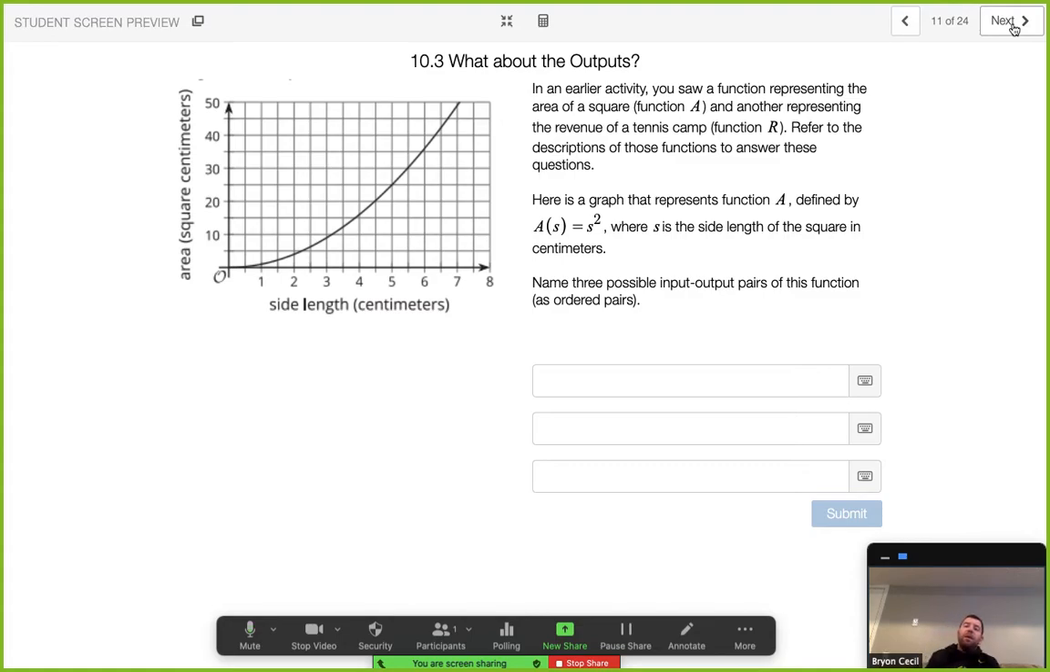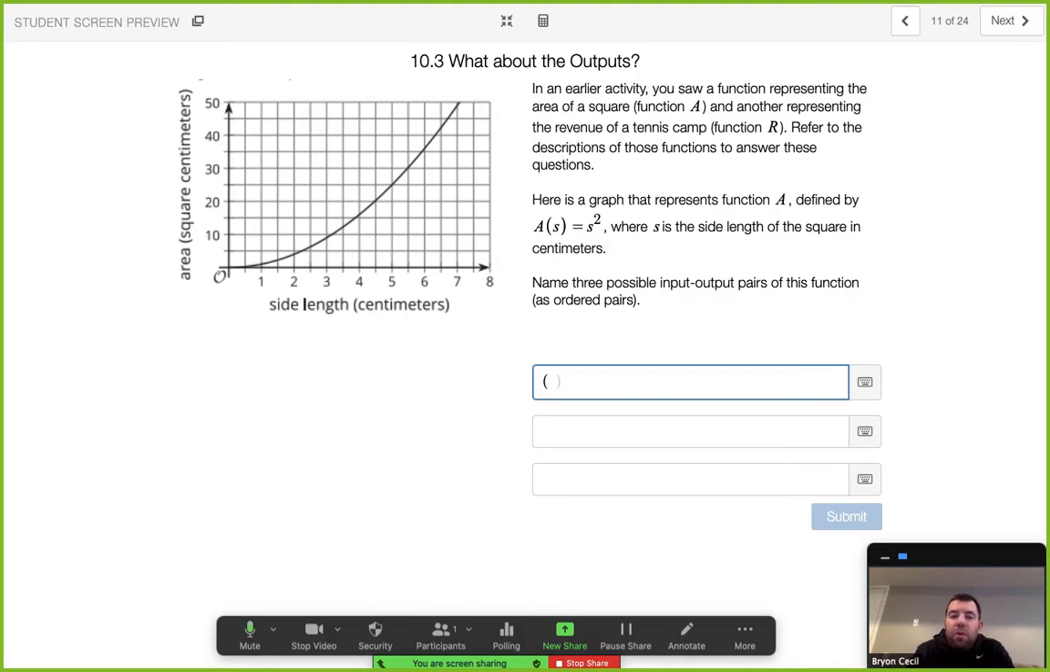Now we go here. In an earlier activity, you saw a function representing the area of a square and another representing the revenue of a tennis camp. Refer to the descriptions of these functions to answer these questions. Here is a graph that represents function a, defined by a of s equals s squared, where s is the side length of the square in centimeters. Name 3 possible input-output pairs of this function as ordered pairs. So remember, if I'm writing an ordered pair, the x comes before the y, so the input comes before the output.